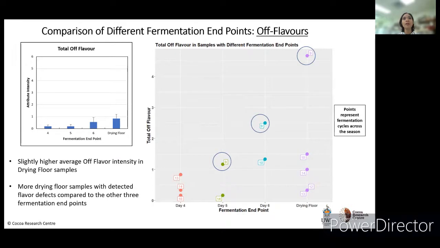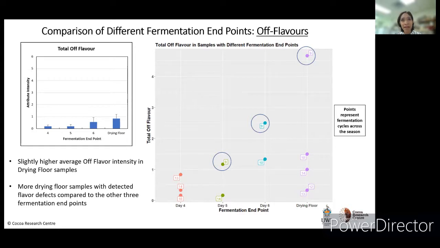And so now I'll look at off flavors or flavor defects. So these are unpleasant, undesirable flavors, which usually reflect some defects in the beans. The bar graph on your left just compares the average total off flavor for the different fermentation endpoints. You can see that there's a slightly higher average total off flavor for the drying floor sample. So that's the bar to the extreme right, followed by the day 6 samples.